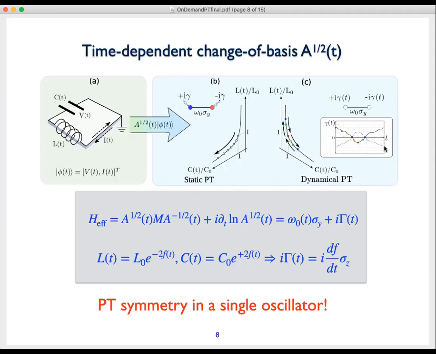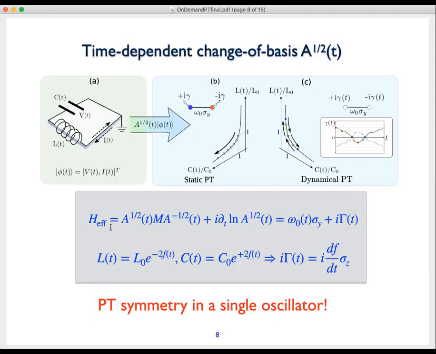Or I'm guaranteed to have balanced gain and loss for energy, even though literally speaking, there is no resistor in the circuit and there are no dissipative elements in the circuit, basically. Okay. So now this picture or this kind of gauge transformation is very well known. In fact, it has been used multiple times in different aspects, even in the PT community.